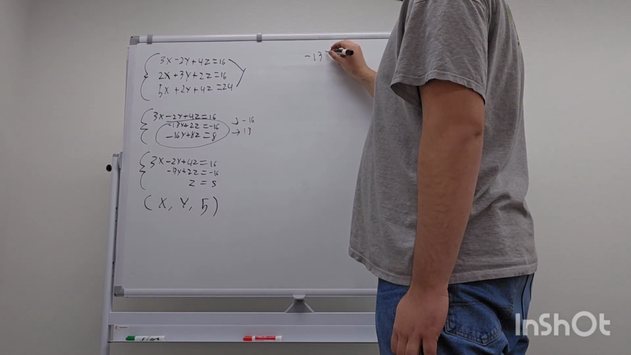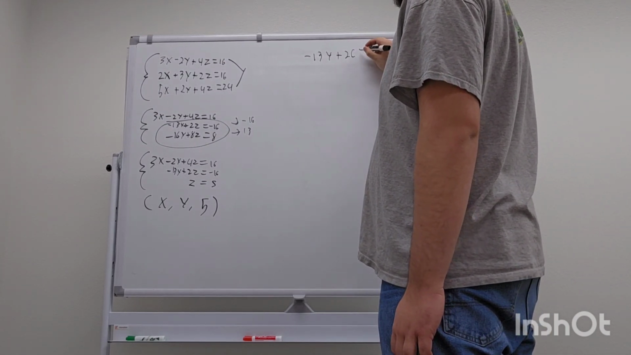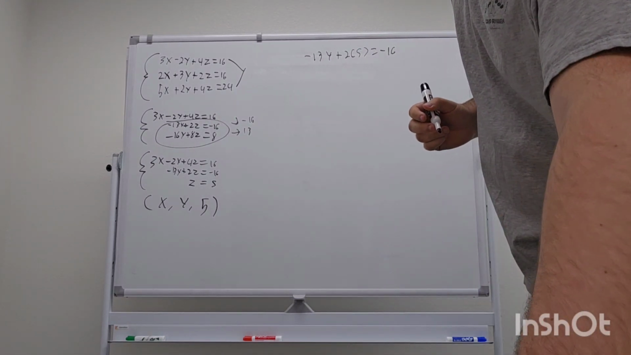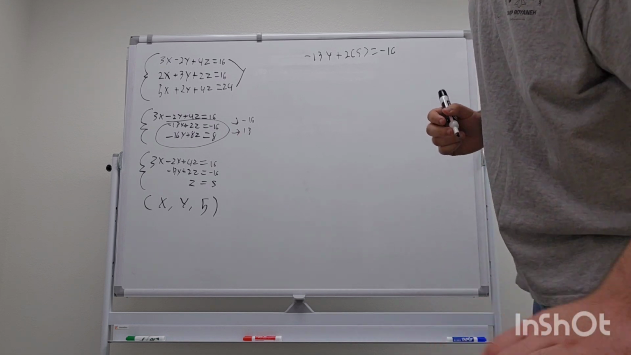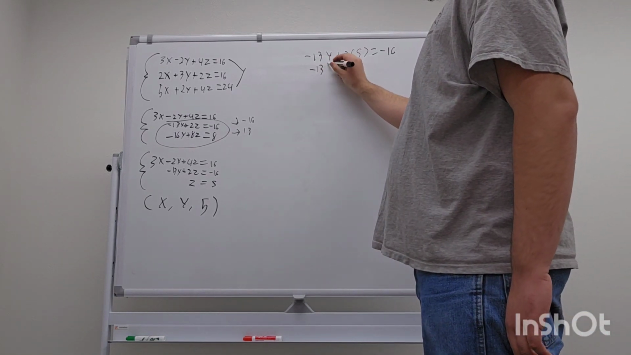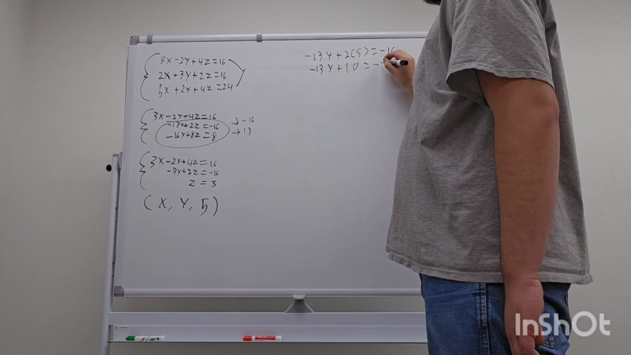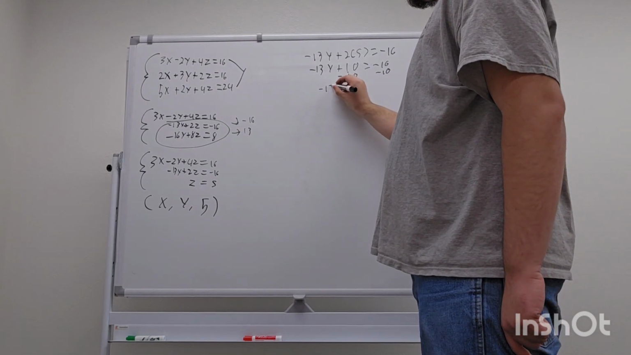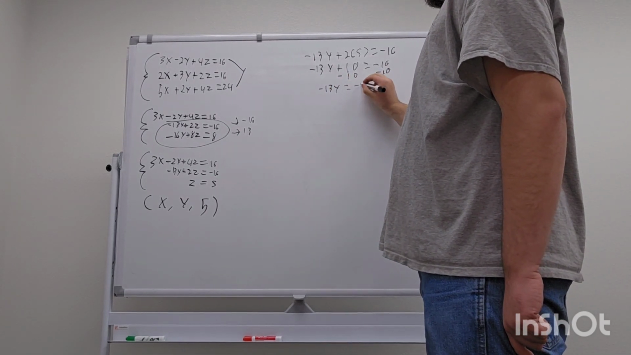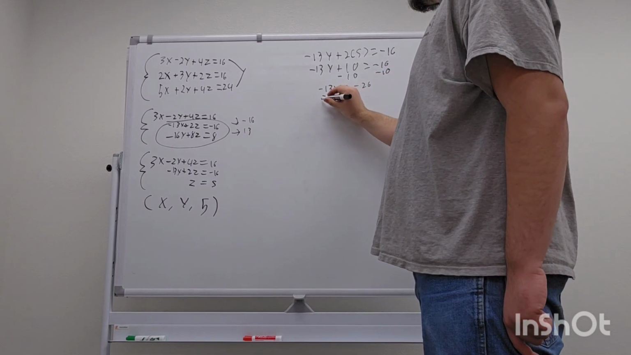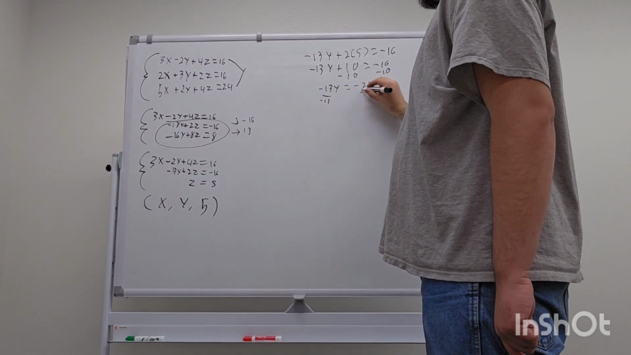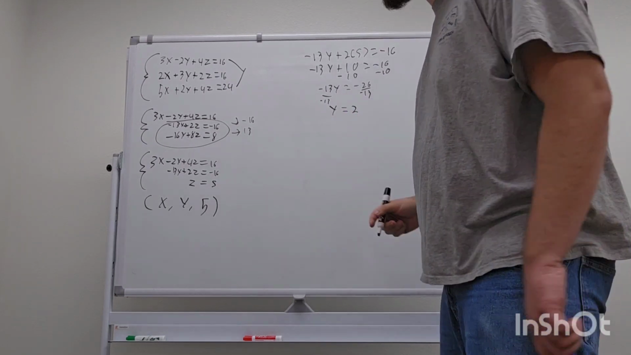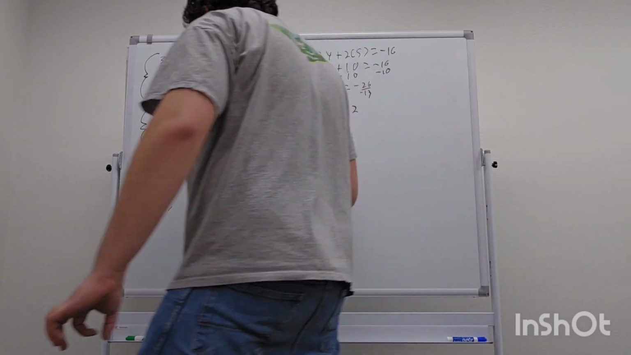So if we take negative 13y plus 2 times 5 equals negative 16, we come up with negative 13y plus 10 equals negative 16. Subtract 10 from both sides. We have negative 13y equals negative 26. Divide by negative 13 on both sides. We come up with y is equal to 2, bringing us our y coordinate.